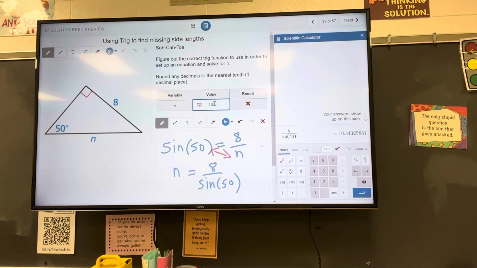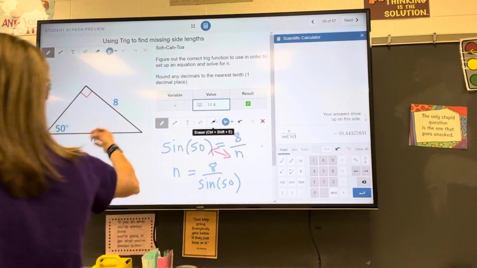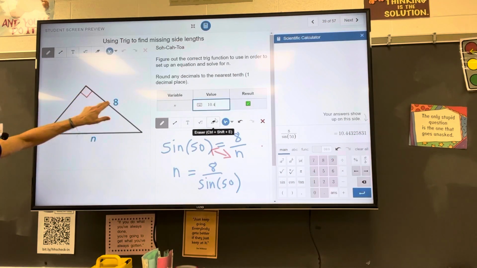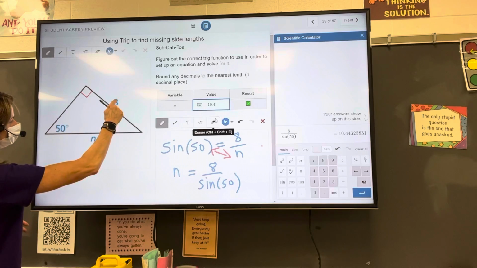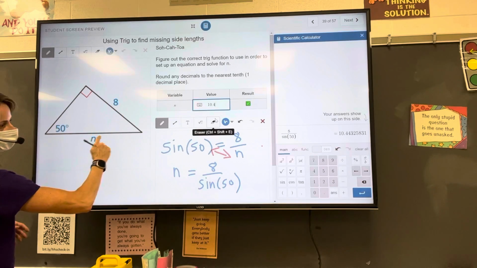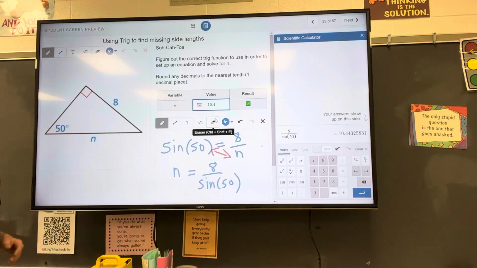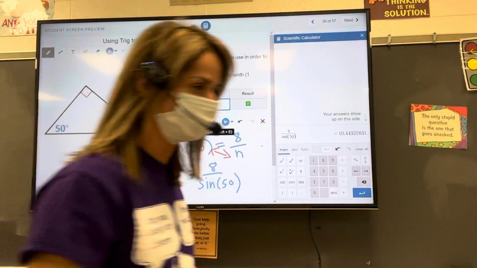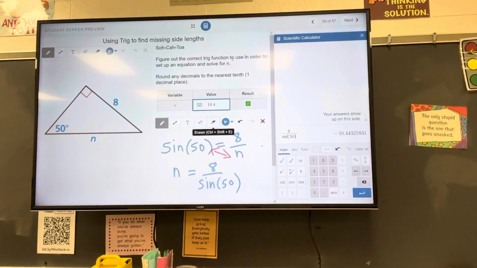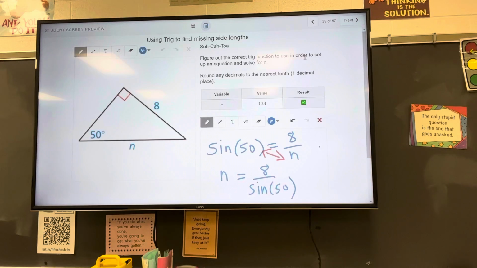Let's check it. And that seems reasonable, because if I'm looking at this right triangle, this is clearly the longer side. It's across from the 50. This angle has to be 40, because 40 plus 50 plus 90 adds up to 180, which makes this the longer side, this is the hypotenuse. We just found the hypotenuse is 10.4. It's longer than the long side, so it seems reasonable. Done. Moving on to inverse trig. Any questions on that?